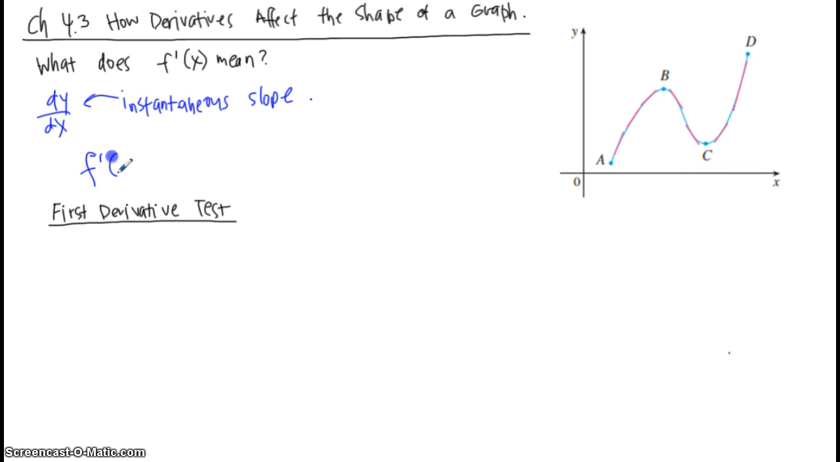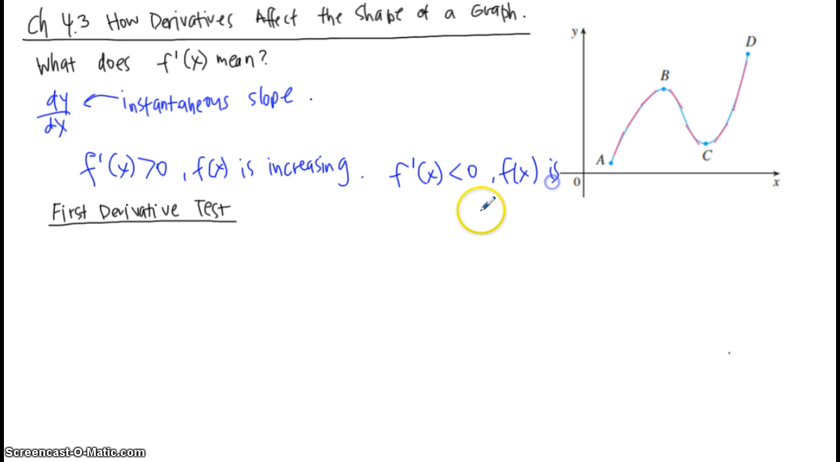So that's one of the things that it tells us: if f prime, the slope, is positive, f is increasing. In the same way, if the derivative is negative, then f is decreasing.